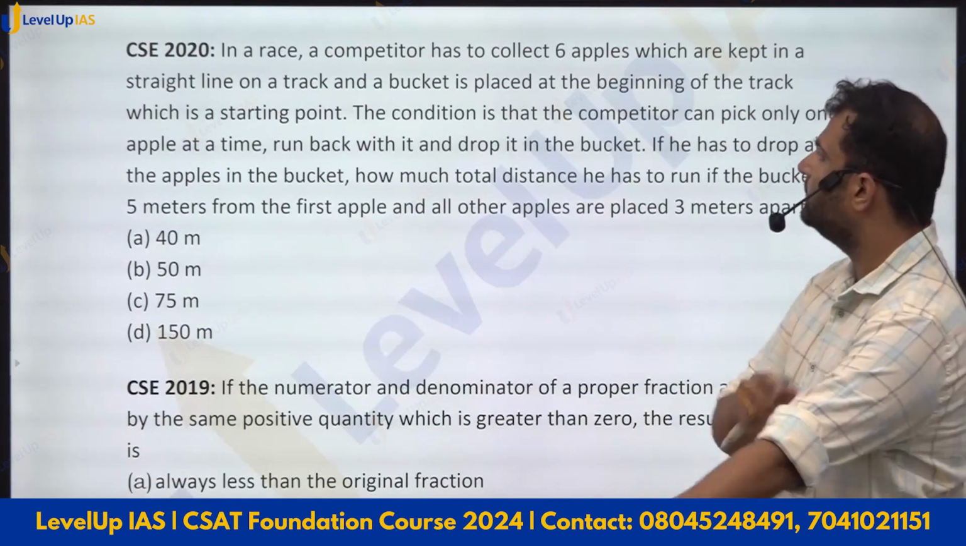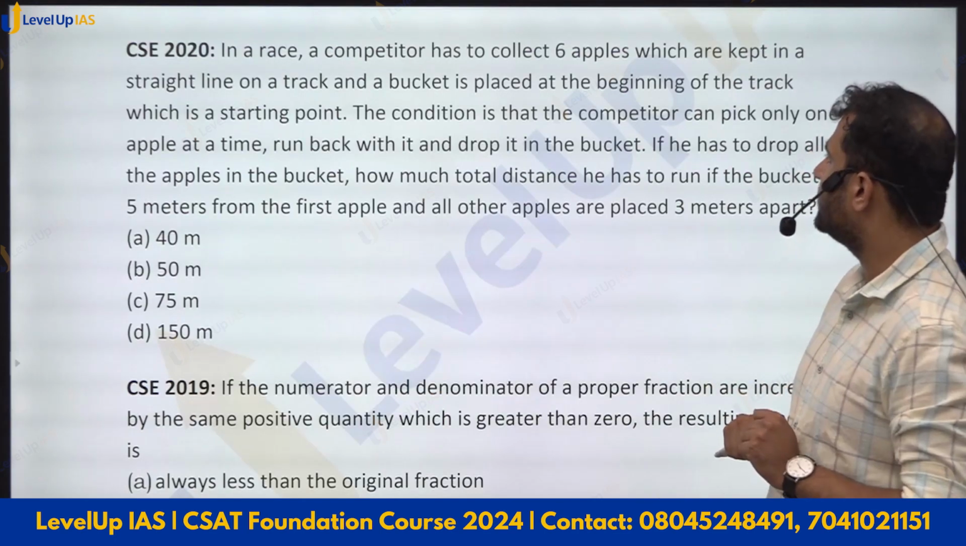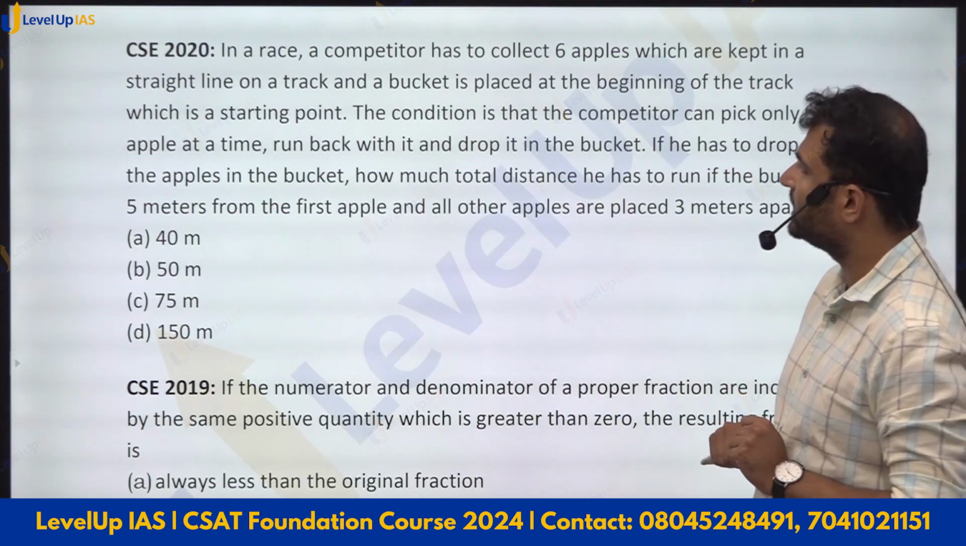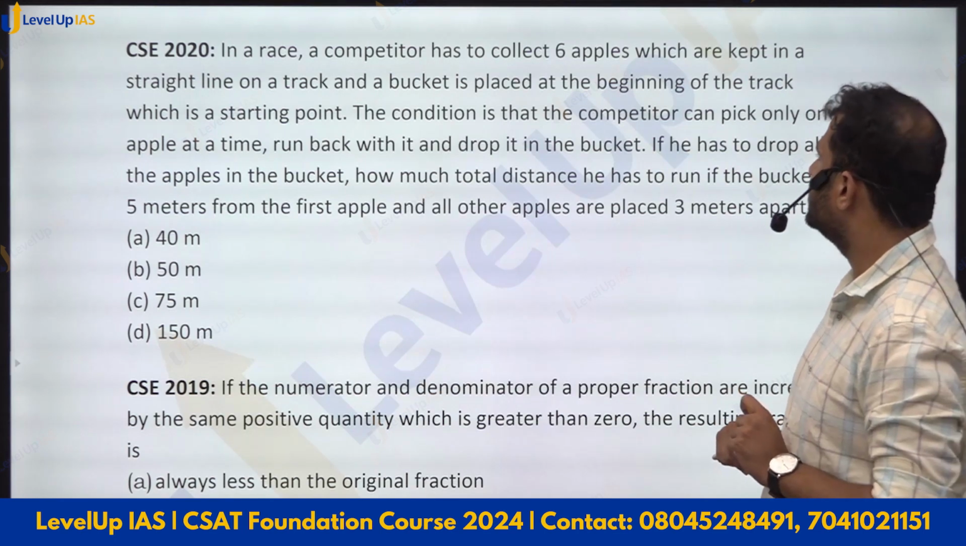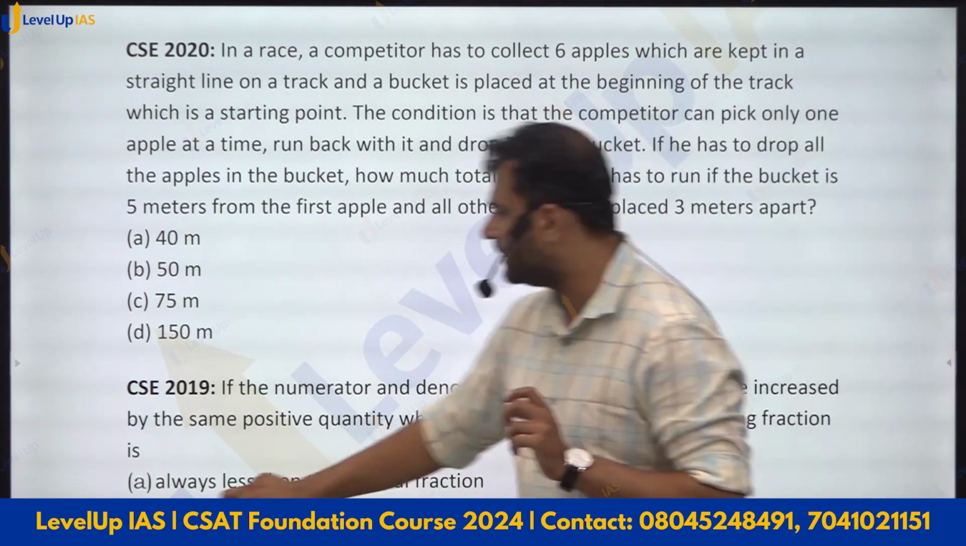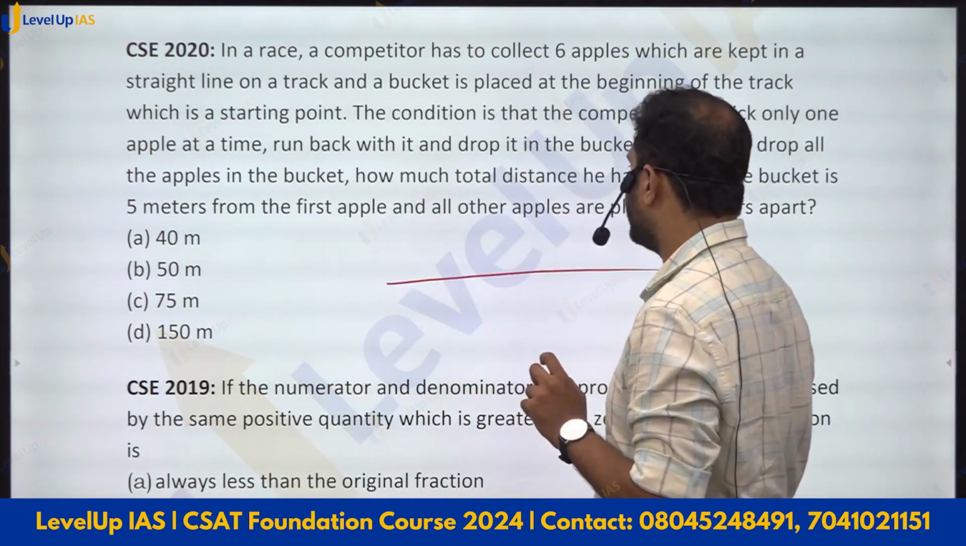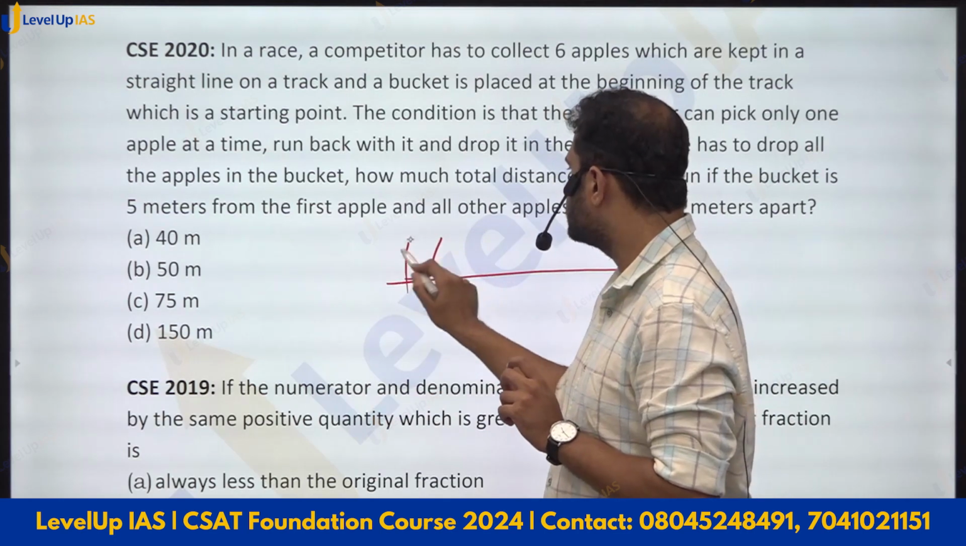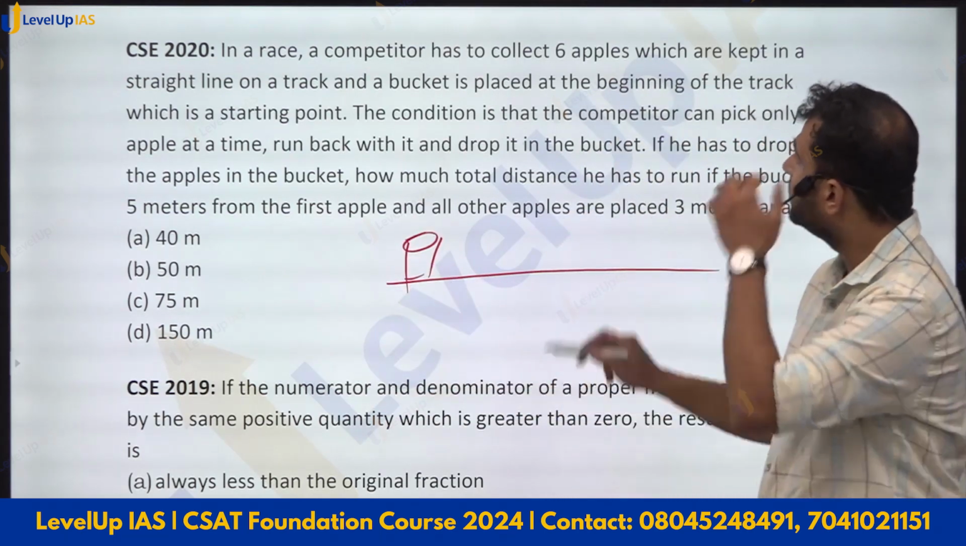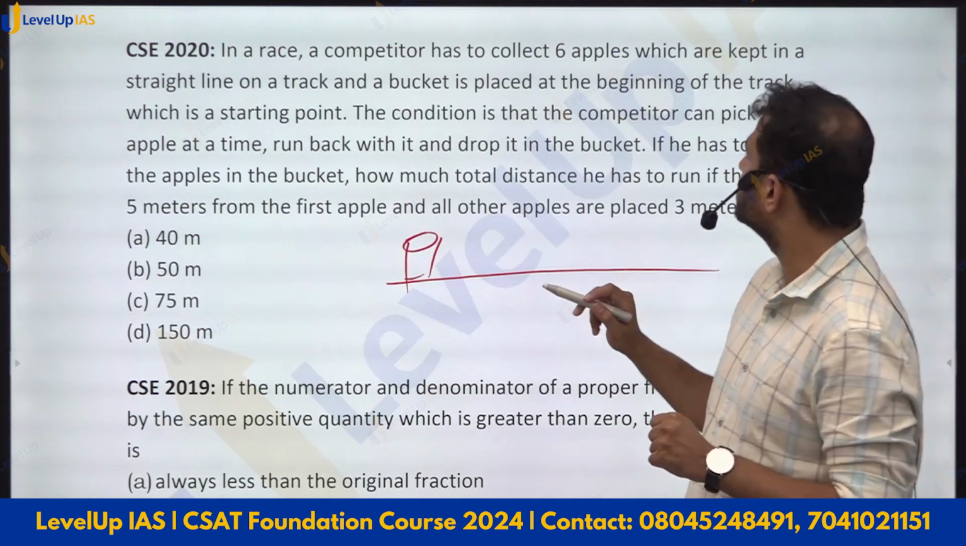Next question, let us see. In a race, a competitor has to collect 6 apples which are kept in a straight line on a track, and a bucket is placed at the beginning of the track, which is the starting point. So this is a track. Here there is a bucket placed, and the competitor has to collect 6 apples.